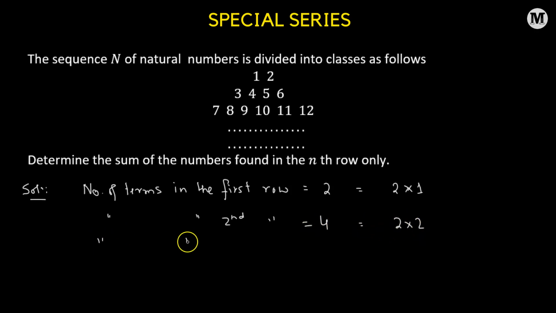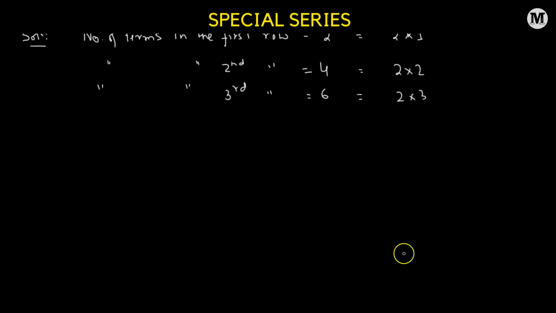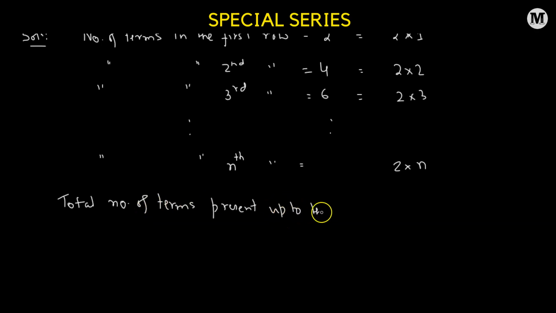Then we come to the third row. The number of terms in the third row: here we have 6 terms in total that can be expressed as 2 times 3. Now, if we continue, then we will observe that the number of terms in the nth row is going to be equal to 2 multiplied by n. Next, we try to find out the total number of terms present up to the nth term.